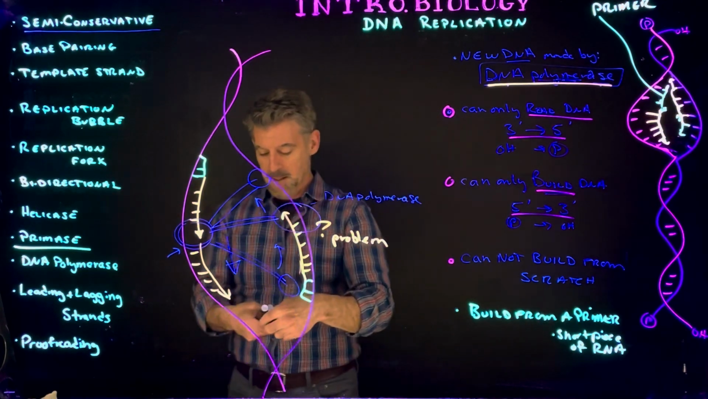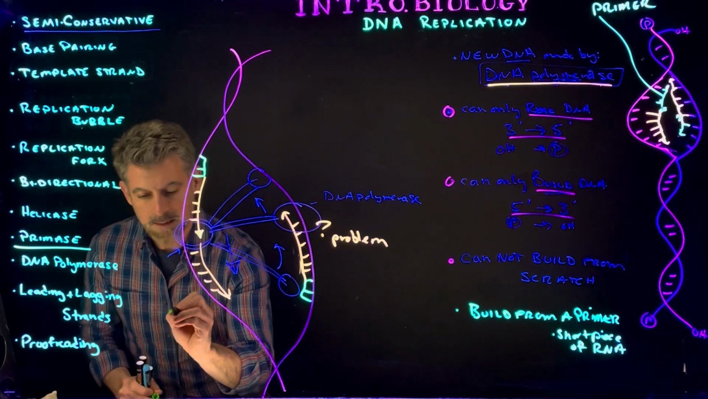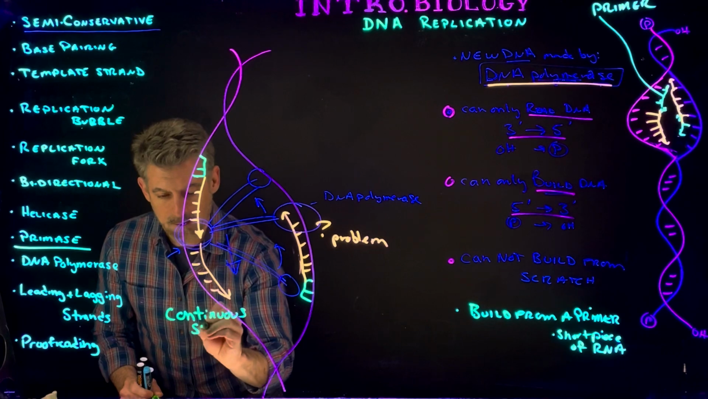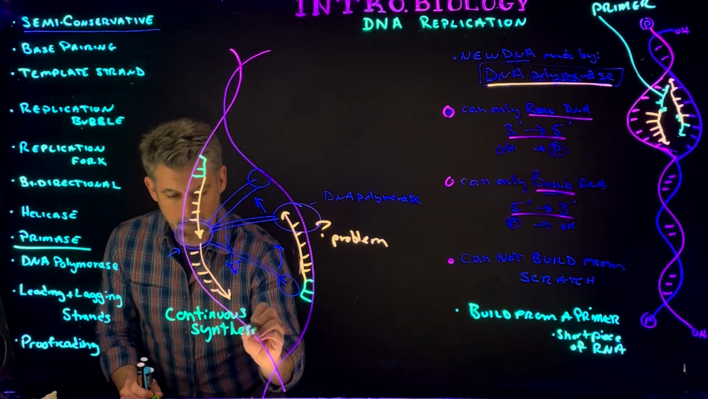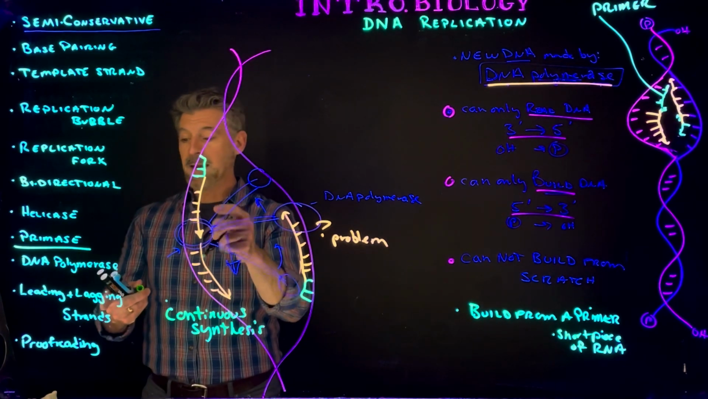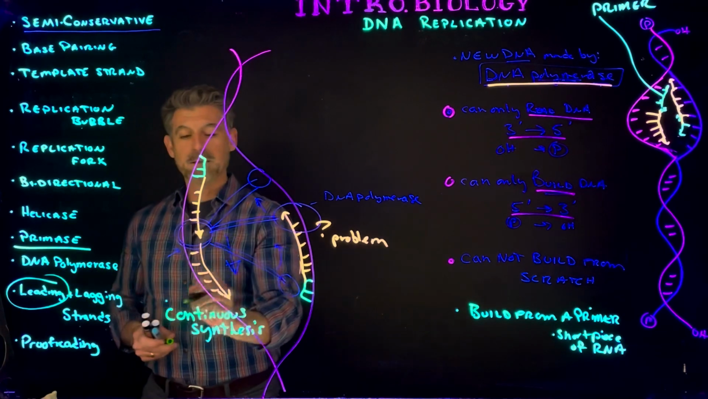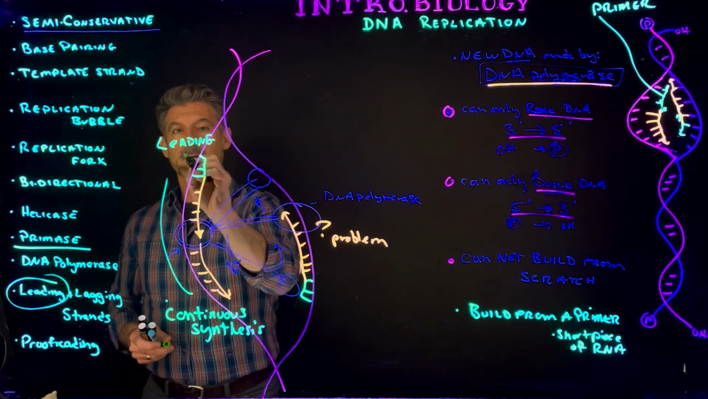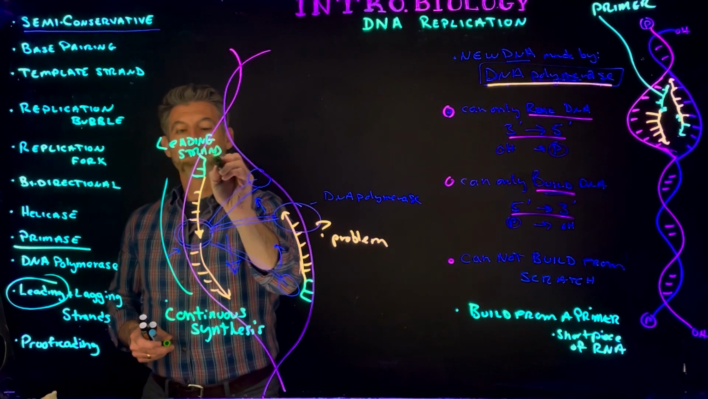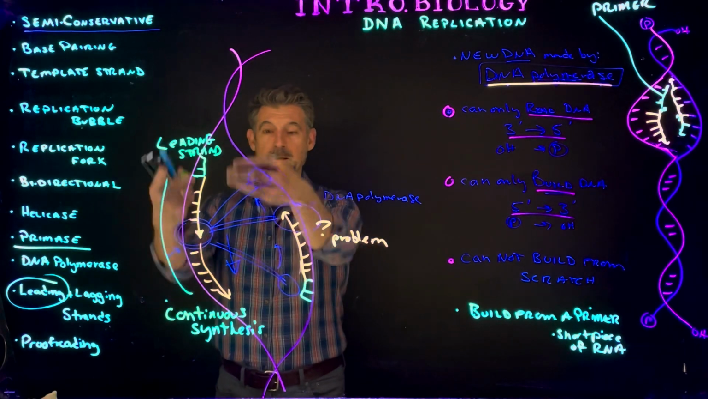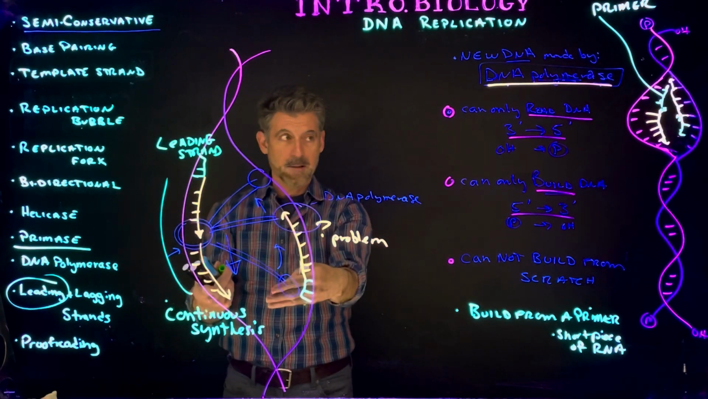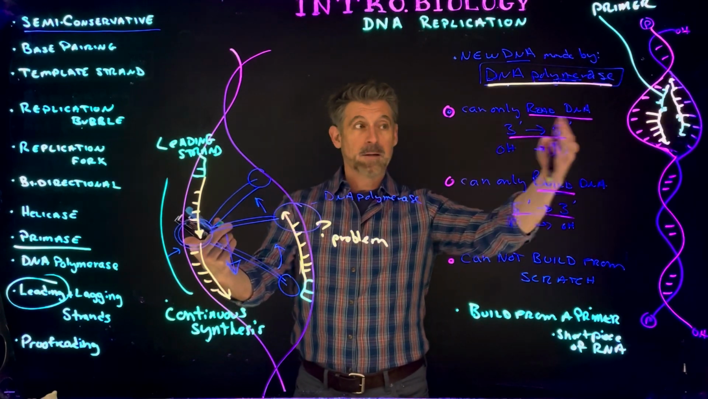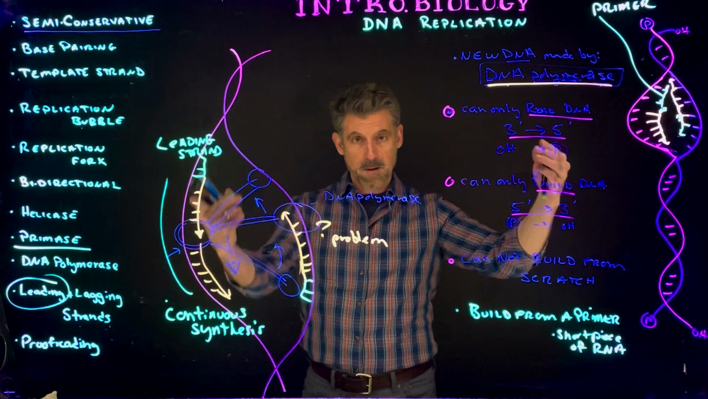So the terms here would be continuous synthesis. For one of the strands of DNA, the one that we're going to call the leading strand, the direction of movement, the direction that the replication process is working, follows the DNA, one of the strands, that's going 3' to 5'. And so it all works together.